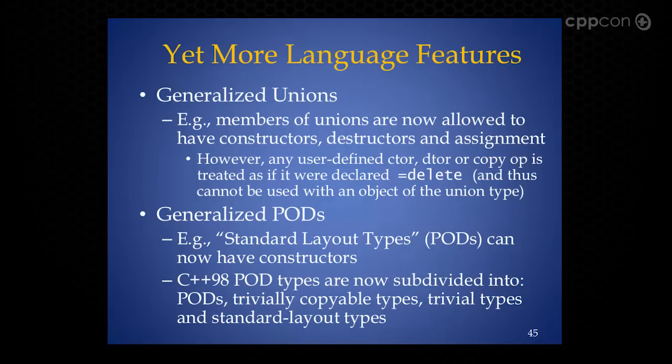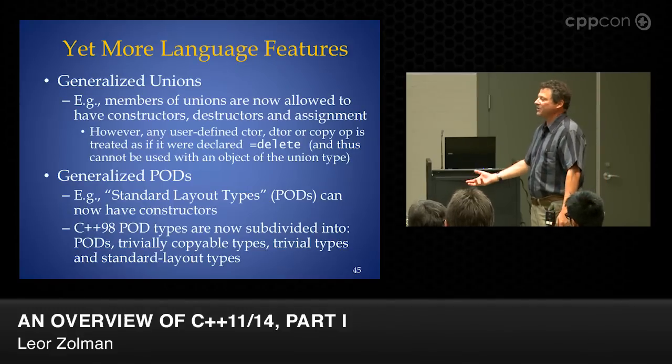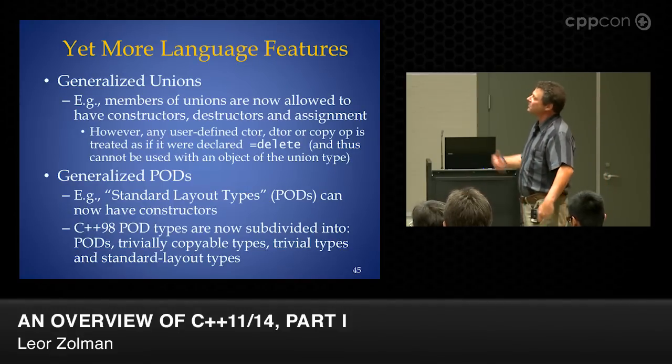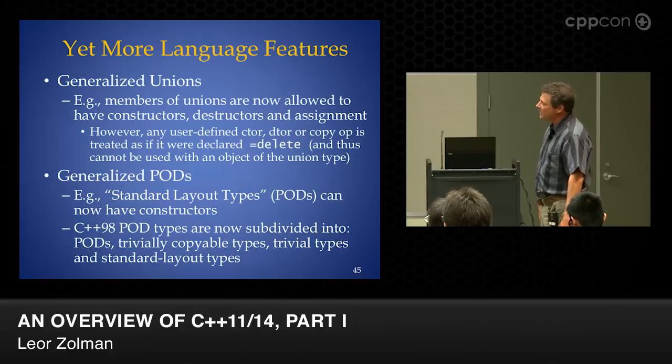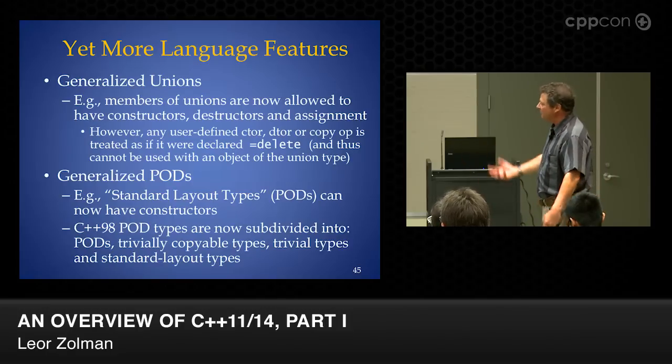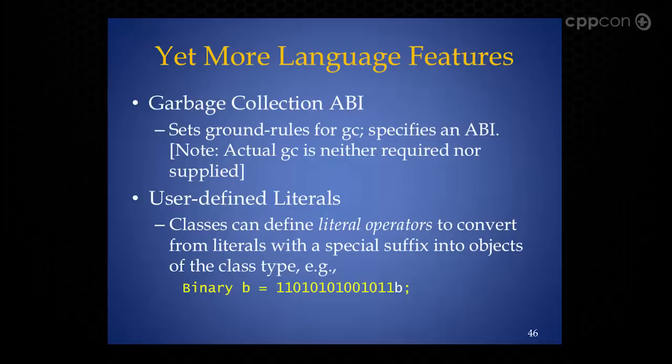Generalized unions and generalized PODs kind of go together. Unions and plain old data types had a bunch of restrictions, like they couldn't have constructors and destructors. Well, they realized you could still let them have constructors and destructors without breaking any of the constraints for what these things are used for. So now they can have constructors and destructors. They still can't have things like virtual functions and all of that. But the restrictions have been significantly relaxed in C++11. There's a garbage collection interface. There's hooks for a garbage collector, but there's no actual garbage collector provided, but at least it provides the opportunity to build one in a standard way.